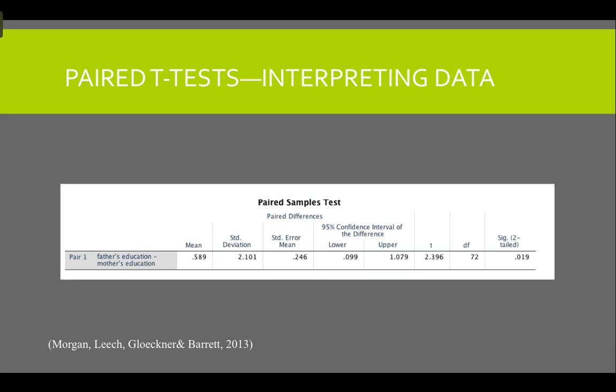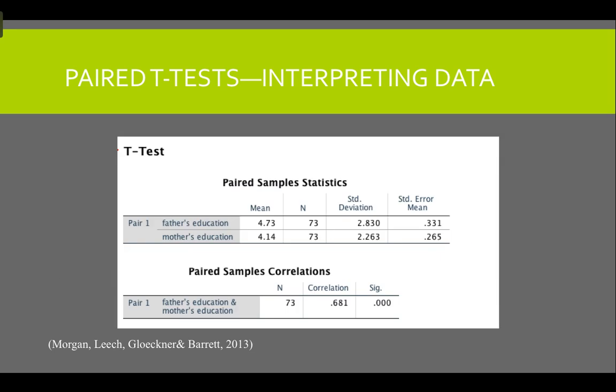Okay, so looking at the significance, you see the very last box says significance two-tailed. And we see the p-value is 0.019. This rejects the null hypothesis and tells us there is significance. So now let's go back and look at that first table, the means in table 1, and we see that the fathers had the higher education level.